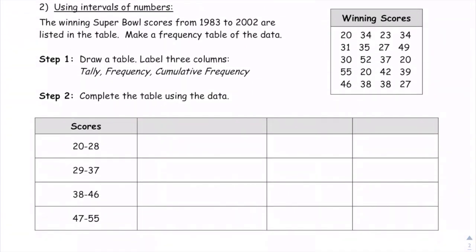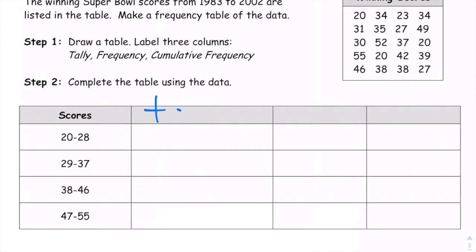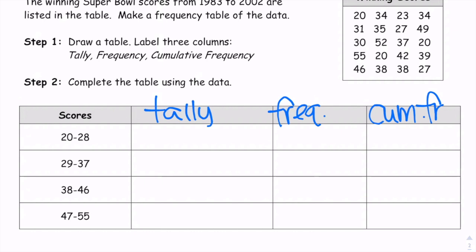Using intervals of numbers. So the winning Super Bowl scores from 1983 to 2002 are listed in the table. Make a frequency table of the data. So again, we're going to have our tally, our frequency, and then our cumulative frequency. And so we're going to go through, so we have a 20, so we're going to put a tally in 20 to 28, and then 31 is going to go from 29 to 37.